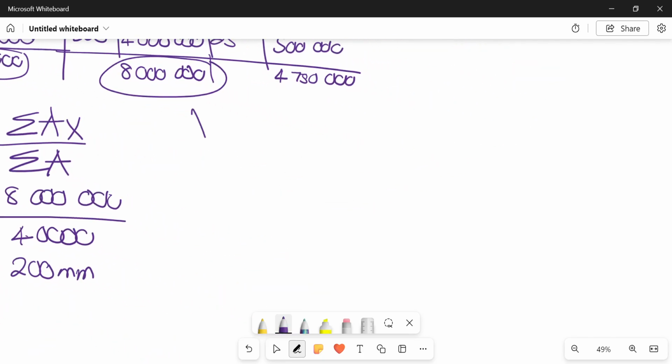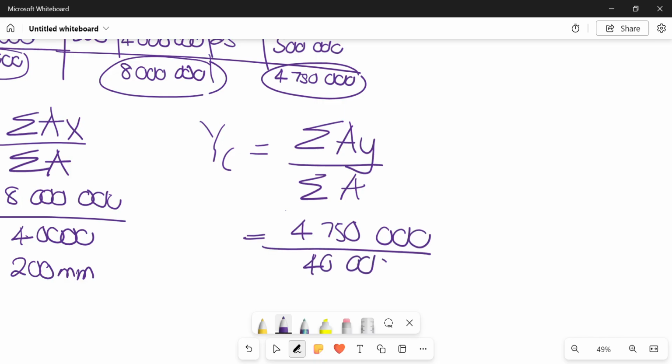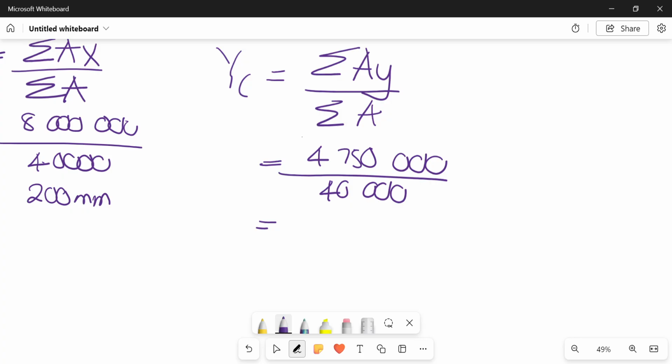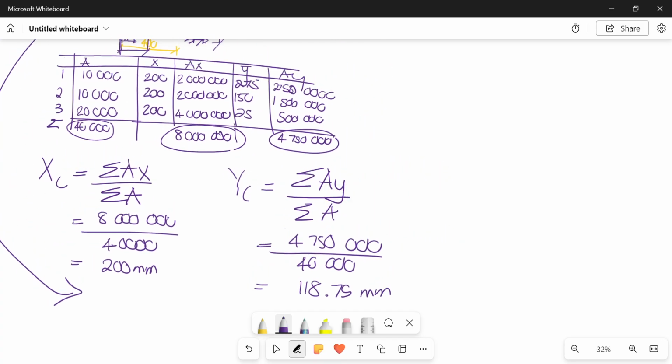Next, we need to get our centroid along the y. Total area y over the total of the area. So it'll be that for 750,000 over 40,000. Then you get 118.75 millimeters, and you would have collected your marks.